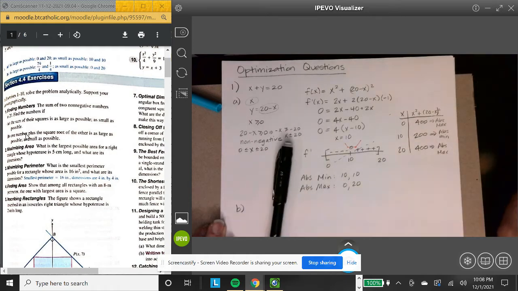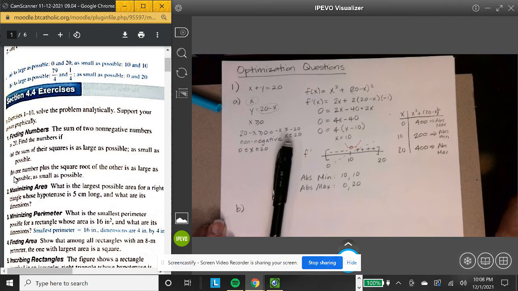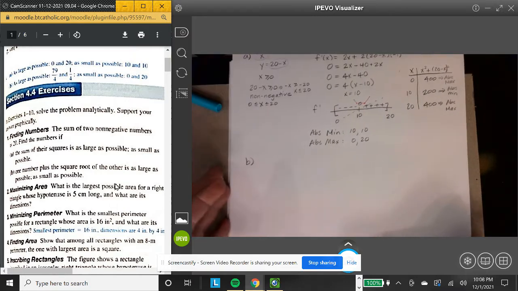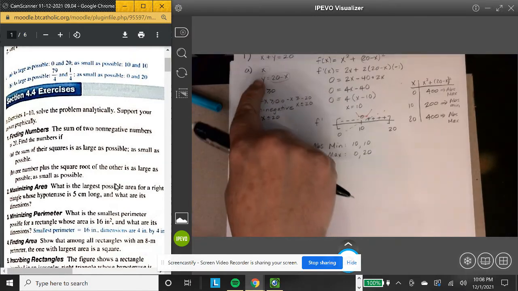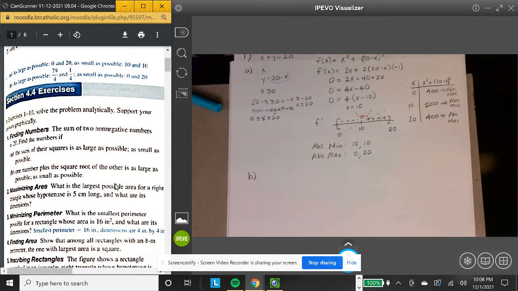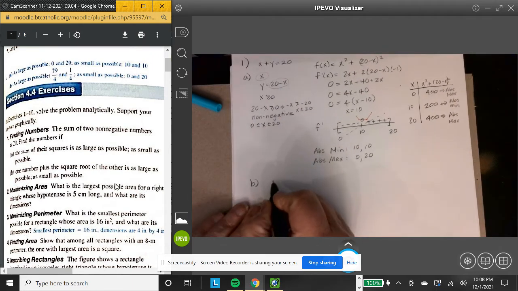Part B says, I'm going to make it a little bit bigger so we can see it. Part B says one number plus the square root of the other is as large as possible, as small as possible. Okay, so one number plus the square root of the other. Well, if I have one number as x and the other is 20 minus x, there's an easy way to go to solve this problem, and then there's a more difficult way. All right, well, I'm going to try to go the easy way.